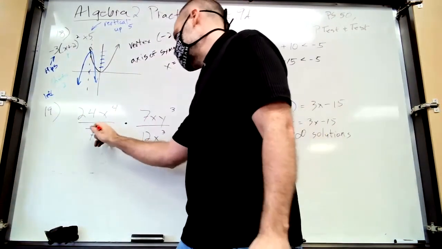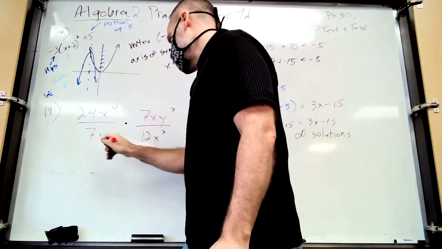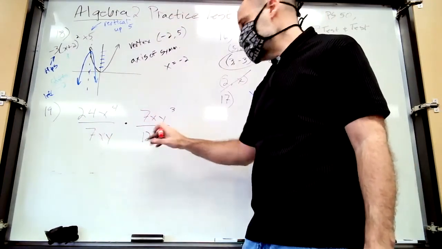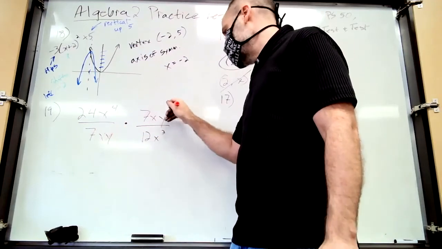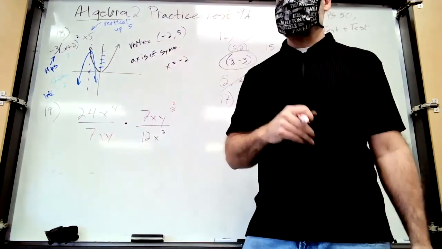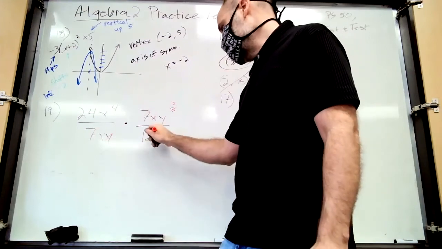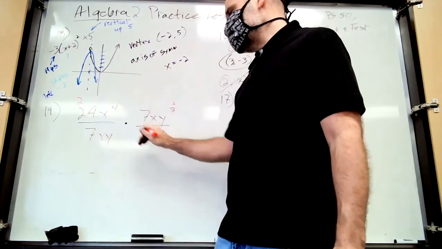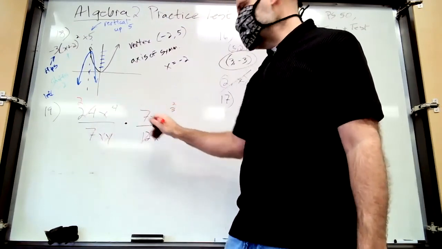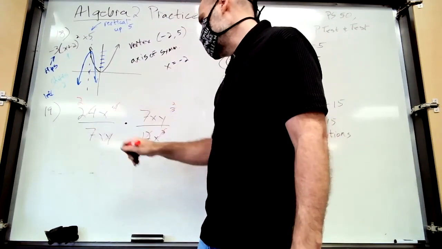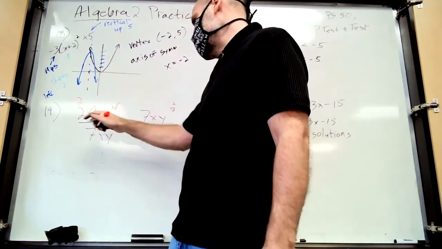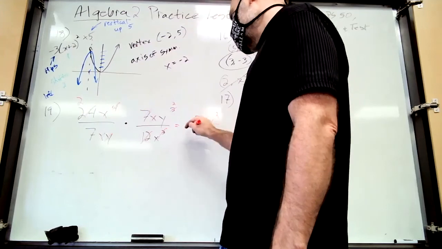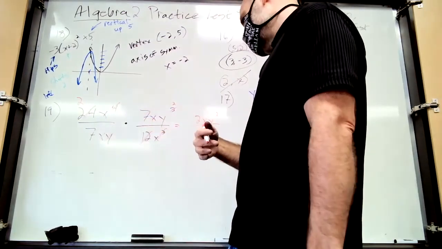The 7's cancel. The x's cancel. Y and y cubed cancels; it just takes away a couple of those. So it's y squared, or it takes away one of those. 12 and 24 reduced to 1 and 2. X cubed and x to the 4th: all the x's cancel except 1 on top. So you're left with, let's see, 2x y squared over 1.